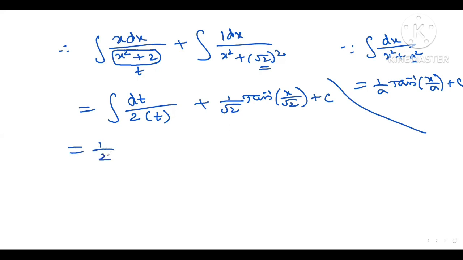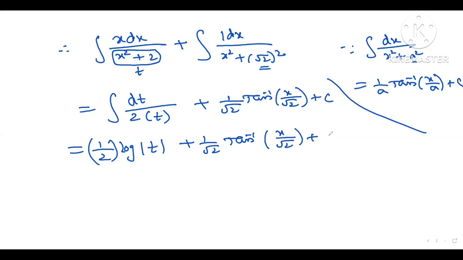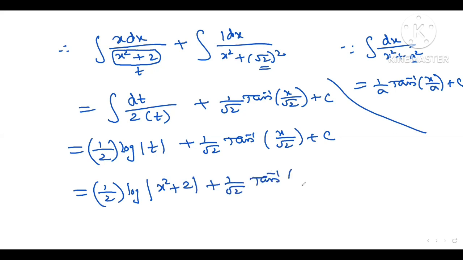Now here 1 by 2 is a constant. Integral dt by t, we get log t. Why? Because the derivative of log t is 1 by t. Integration of 1 by t is log t. So 1 by root 2 times tan inverse of x by root 2 plus c. So 1 by 2 times log of, in the place of t, we have assumed x square plus 2. So 1 by root 2 tan inverse of x by root 2 plus c, done.